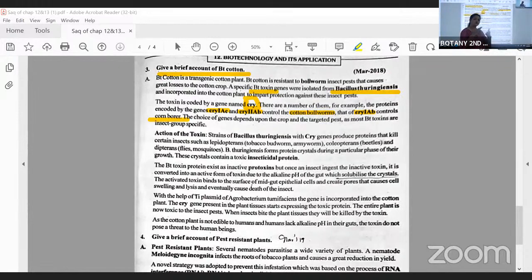The insect's throat has more alkalinity, that is, the basic nature is more in the insect's neck and throat. With that alkalinity, this cry gene produces some proteins which start solidifying over there and make crystal-like formations. These crystals give a rough texture inside the throat wall itself.